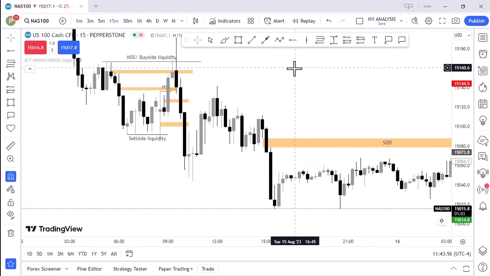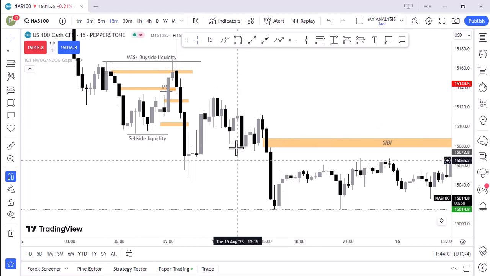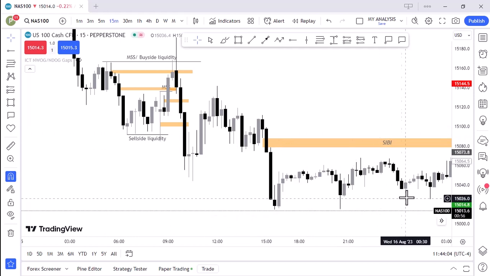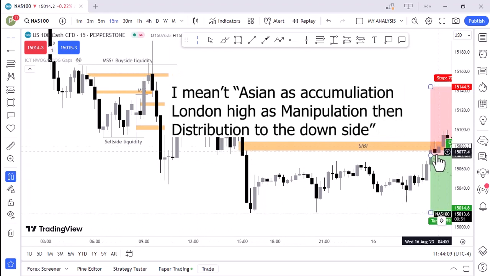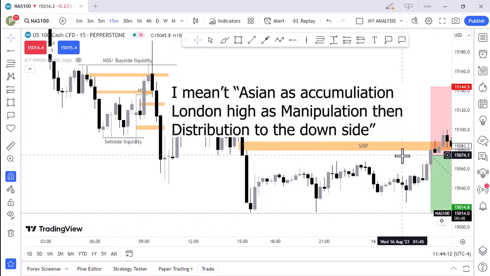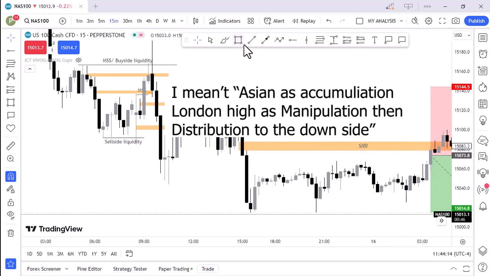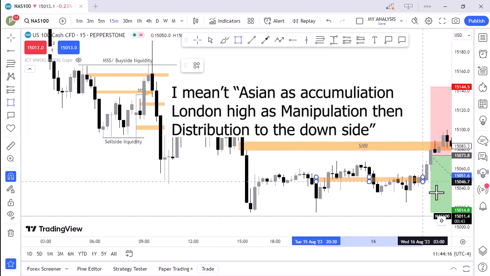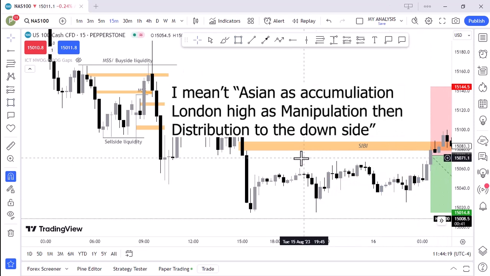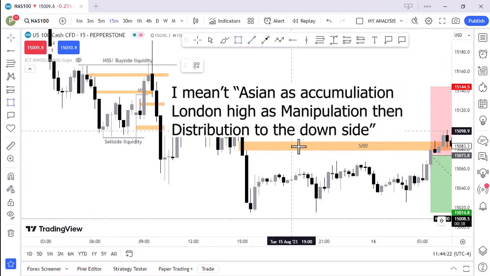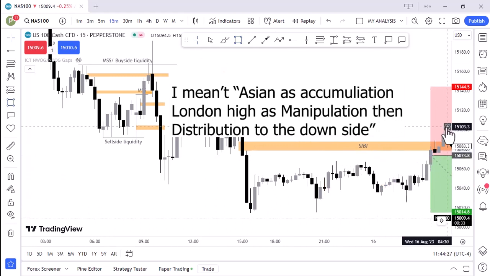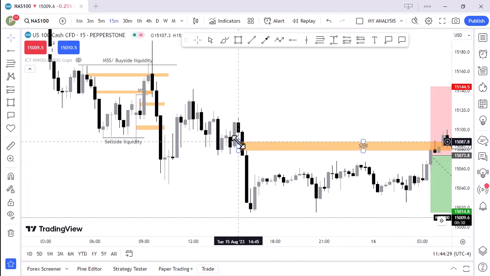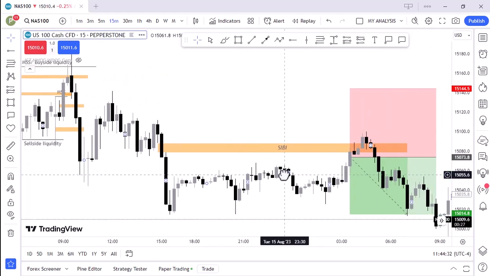The following trade was NAS. I took a sell looking at this CB also. I treated this as the accumulation and then distribution here. Let's use this as, like, Asian accumulation. So I used this as the Asian accumulation, and then that as a distribution, which tapped into that CB. That's when I took the sell.